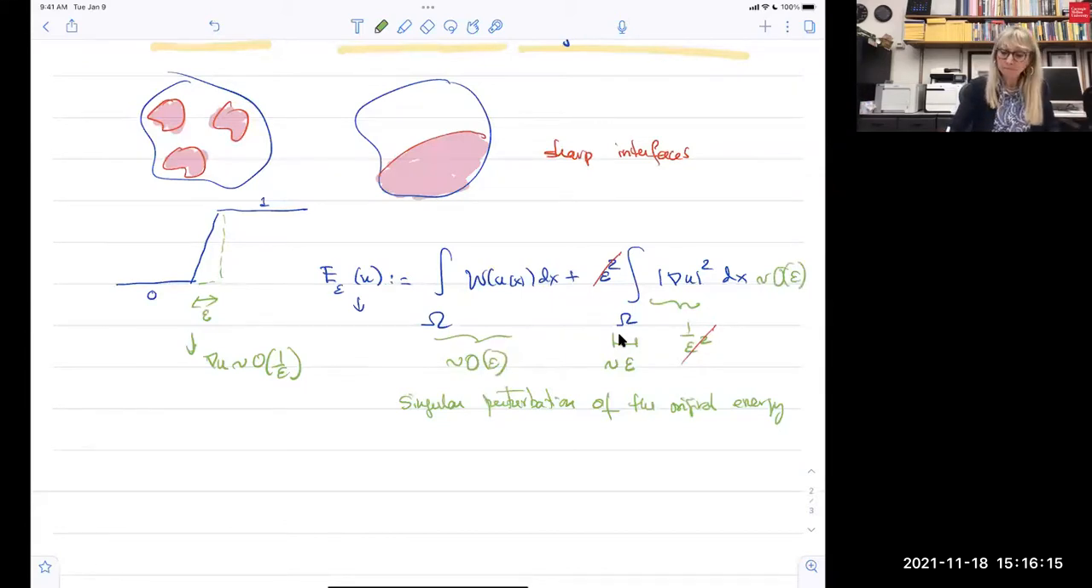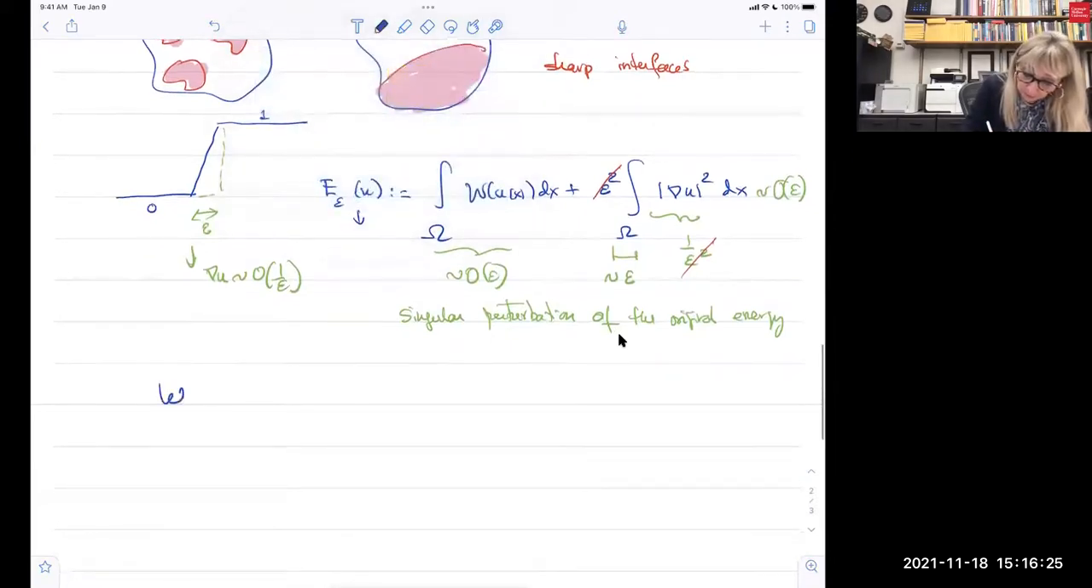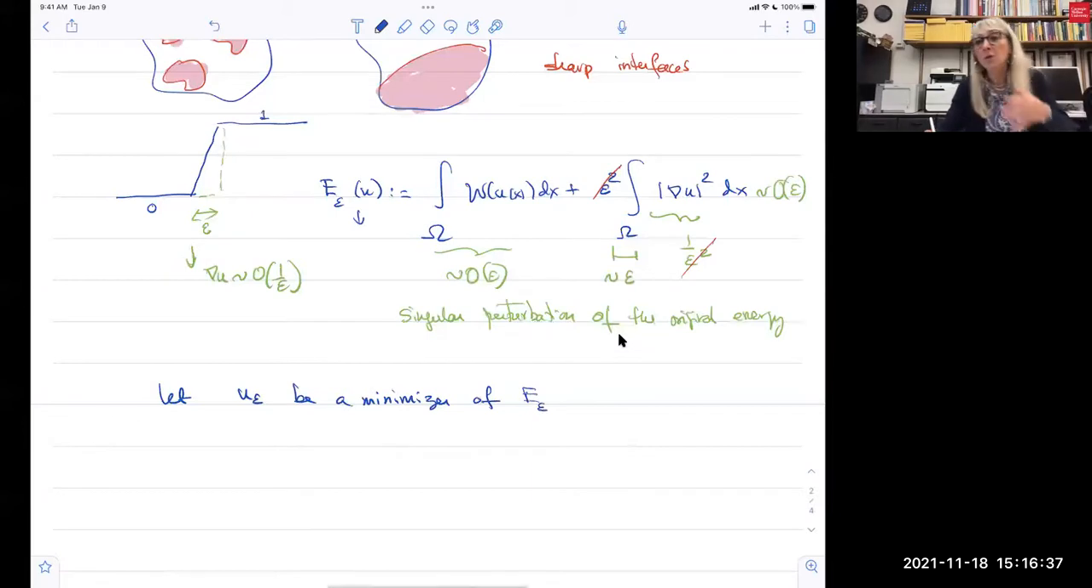But what would we like to do? We would like to say, let me take u epsilon to be a minimizer of E epsilon. Of course, I would have to prove that they exist.